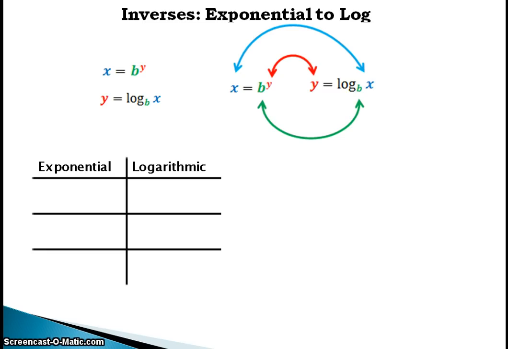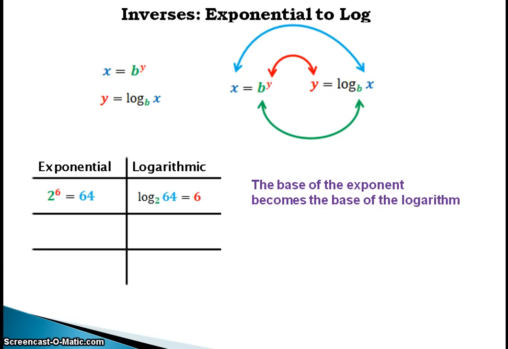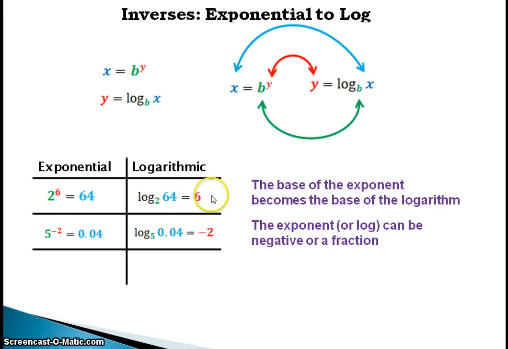So let's look at some examples. If we started with 2 to the 6 is equal to 64, well, then we would move the base of the exponential function to the base of the log function. The value of that exponential function, which was 64, becomes the input to the log function, and the exponent goes on the other side of the equal sign from the log function, and it becomes 6.